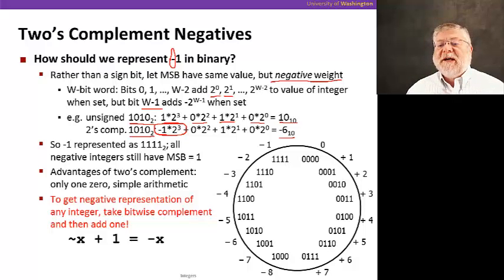The other nice thing about 2's complement notation is it's very easy to obtain the negative number from its positive magnitude. All I have to do is take a bitwise complement of the positive number and add 1, and that gives me the negative version of that original number. Interesting fact that makes it very easy to take the negatives of numbers.